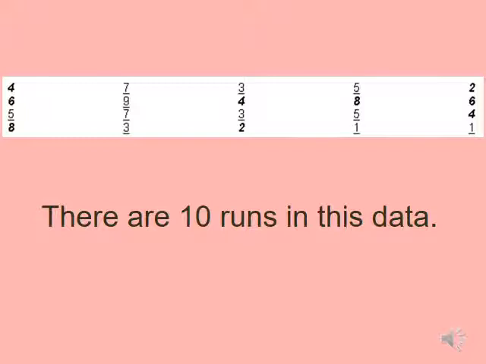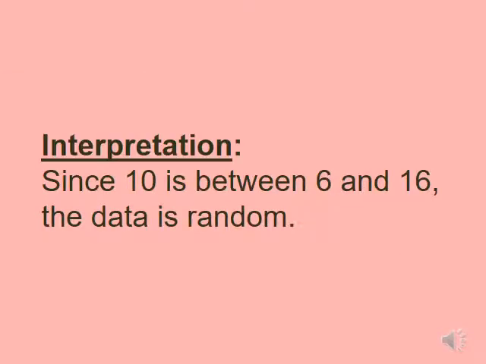And again, I start with the 4, that's the first run. I've got 7, 3, 5 for my second run, 2 and 6 make a third run, and then you continue from there, alternating now and then with the rest of them. But there are a total of 10 runs of data. And since 10 is between 6 and 16, then yes, we do have random data.